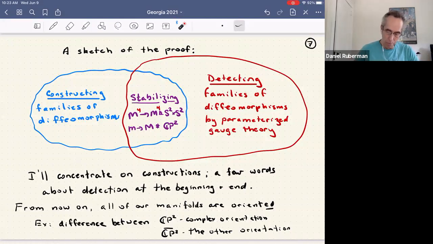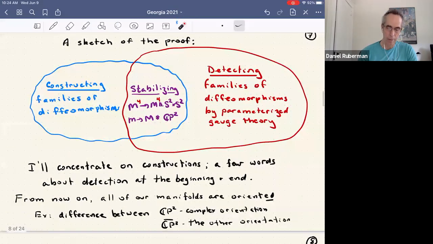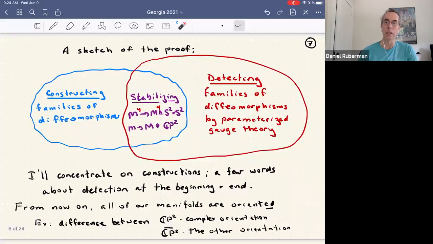Okay, so I'm going to talk more about the constructions. That's the part that took us a long time to sort out, and that's the fairly new part. And I'll talk a little bit about how you detect these things. That's more technical because it uses gauge theory. In any case, I'll describe enough so that maybe you can get a feel for it.